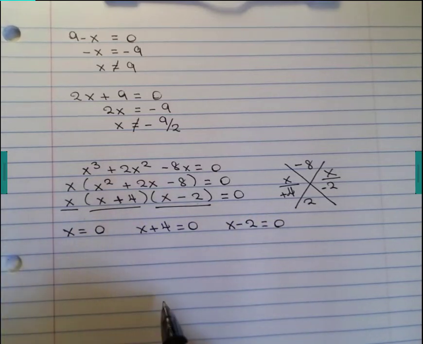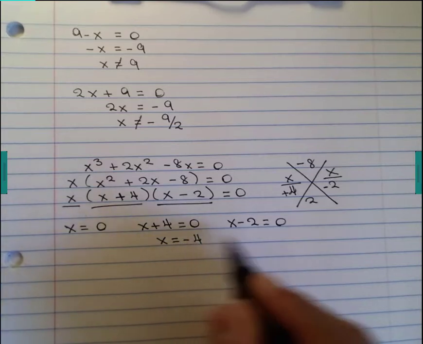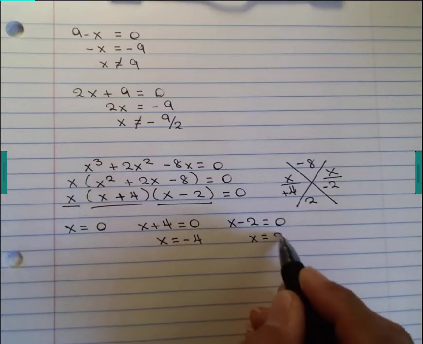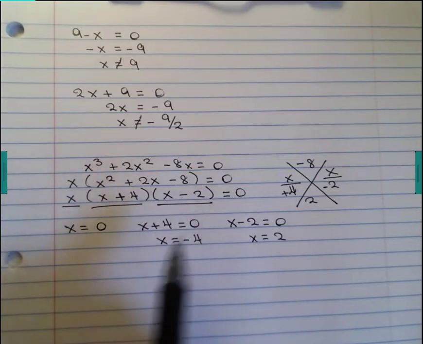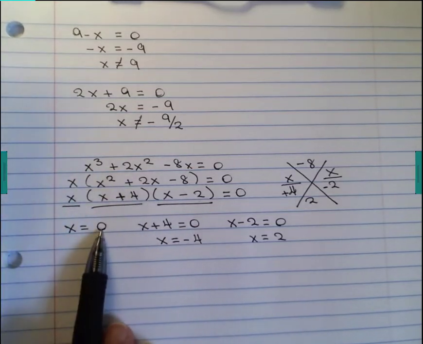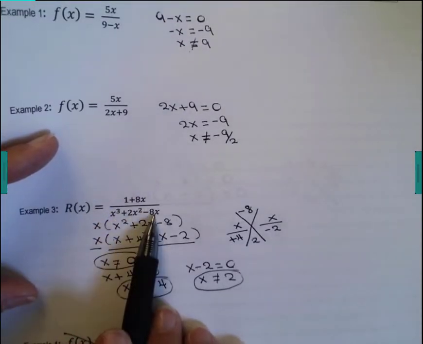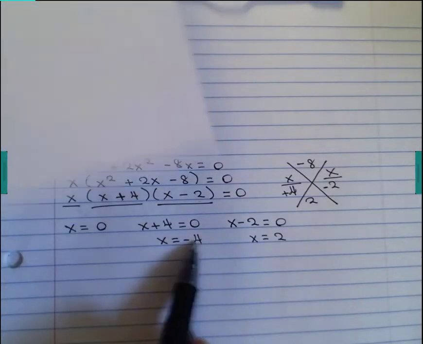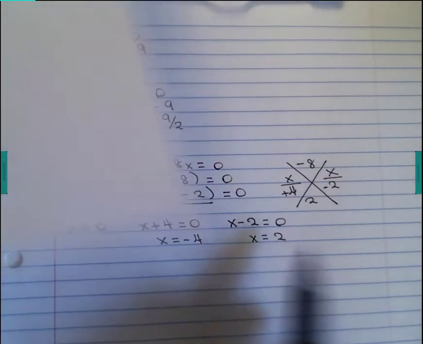And the first one is, of course, already solved. This one is x is equal to negative 4, and this one is x is equal to positive 2. When I go back to my original equation and I say, what is invalid? Well, if x is going to be a 0, it would turn this denominator into 0. If x was a negative 4, it would also turn the denominator into 0. If x was a positive 2, it would turn the denominator into 0.